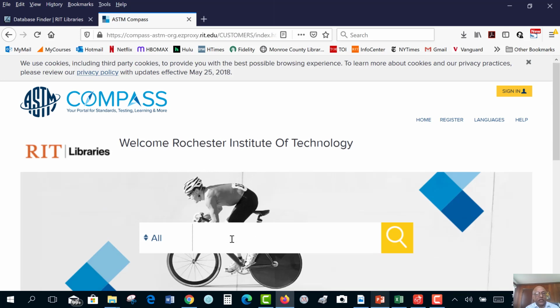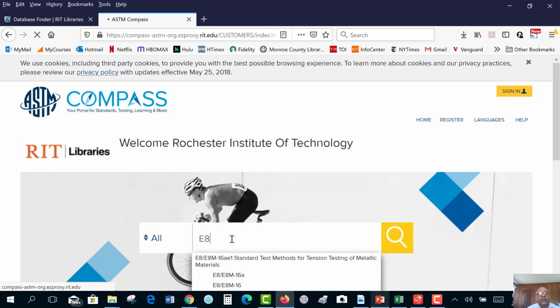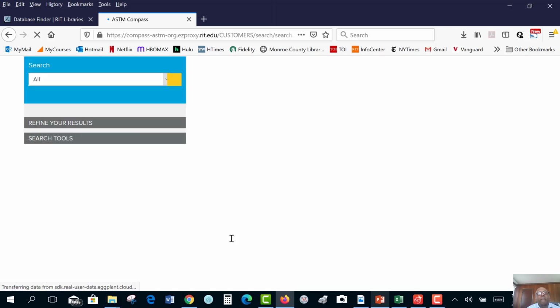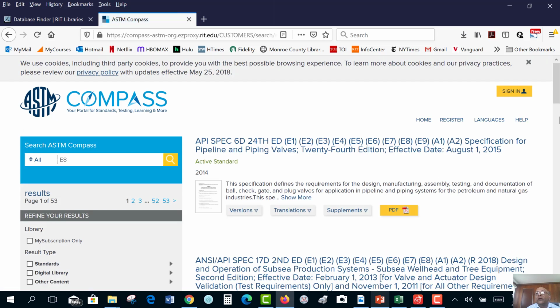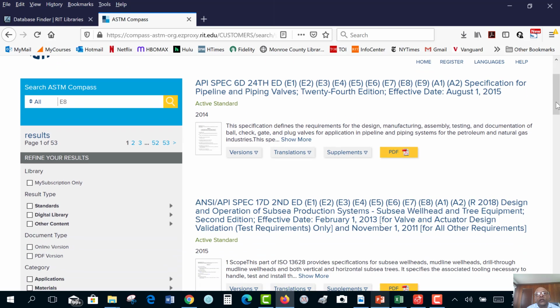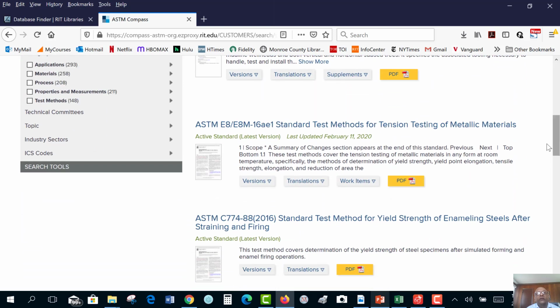And I just type E8. So E8 is the standard that I want. So here we go. You scroll down. Here is the ASTM E8 standard, and you can download the PDF, which I have done. I don't want to download it again.